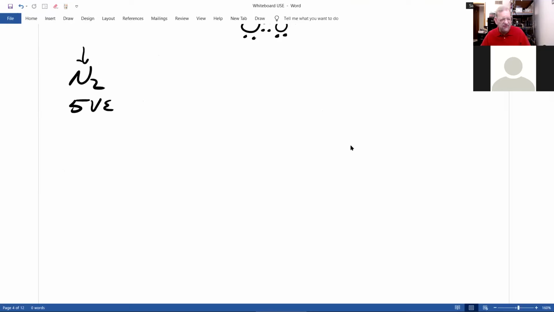Draw the Lewis structure for nitrogen gas. As you're inhaling right now, the air you're breathing is approximately 80% nitrogen gas, N2, and 20% oxygen, O2. Draw the Lewis structure for nitrogen, N2 gas.